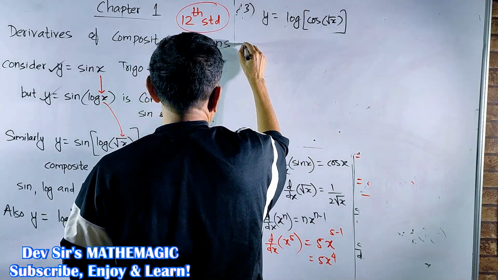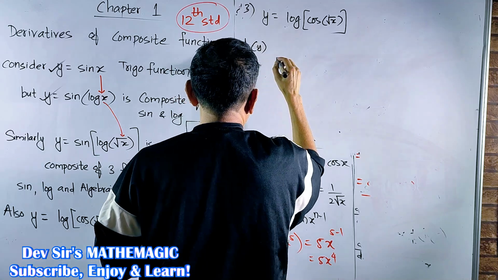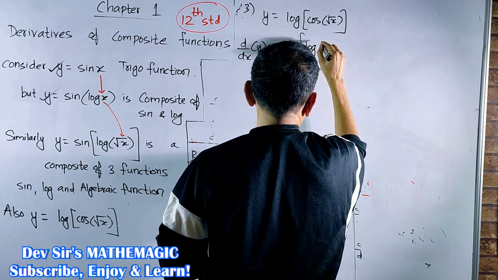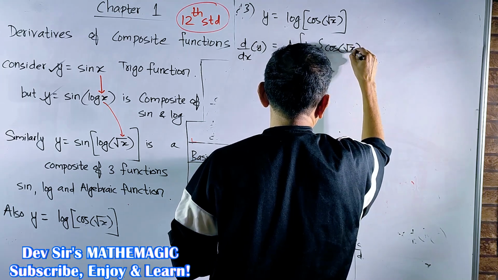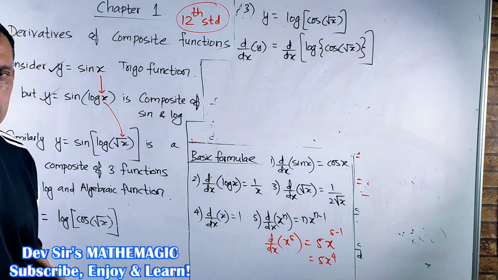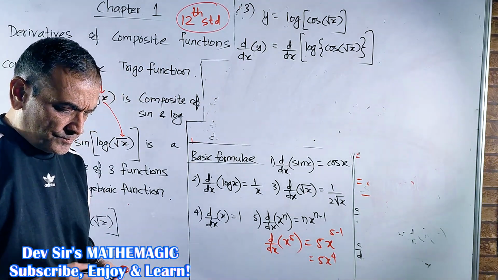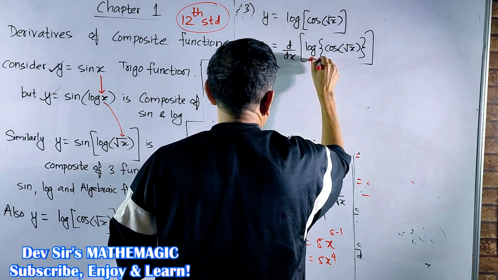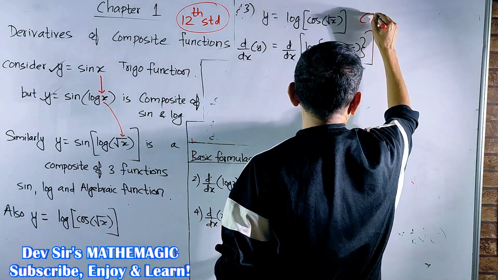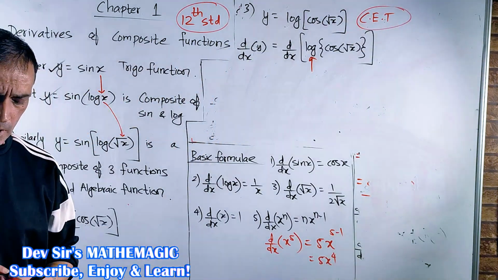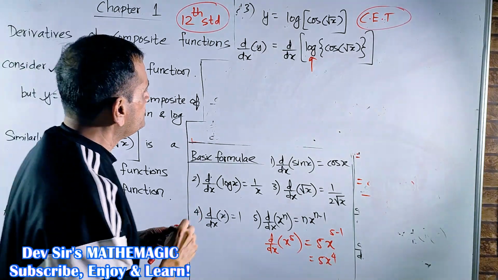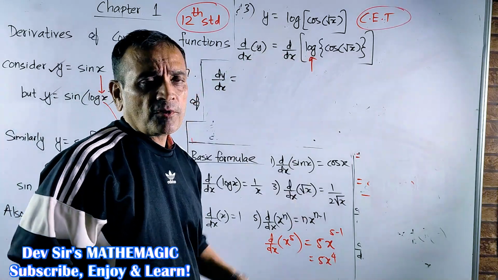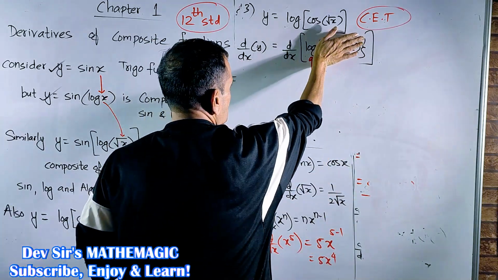Derivative. स्टार्ट करो. इसमें कुछ ज्यादा थिंकिंग प्रोसेस नहीं है. जस्ट स्टार्ट विद द आउटर फंक्शन. लॉग इज द आउटर फंक्शन. दिस इज फॉर सीईटी का था. चलो. आउटर फंक्शन इज लॉग. सामने क्या है अभी मत देखो.